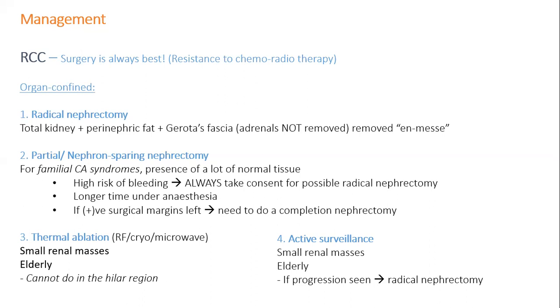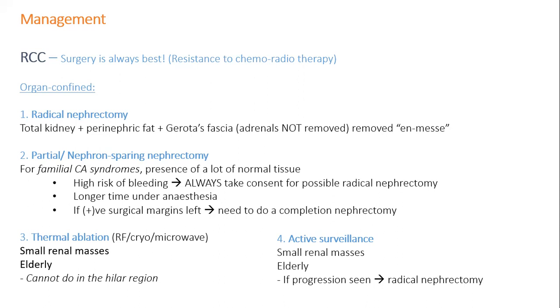But the problems with partial nephrectomy are these three. One thing is it has a higher risk of bleeding compared to a radical one. So on the table, in the operating theater, if the patient bleeds like crazy and you cannot control it, you forget about all the things I said before and just do a radical nephrectomy, because the risk of bleeding to death is higher. So always take consent for a possible radical nephrectomy before going for the surgery. It's like how we take consent for hysterectomy when doing an oophorectomy. So you always have to take consent for radical nephrectomy.